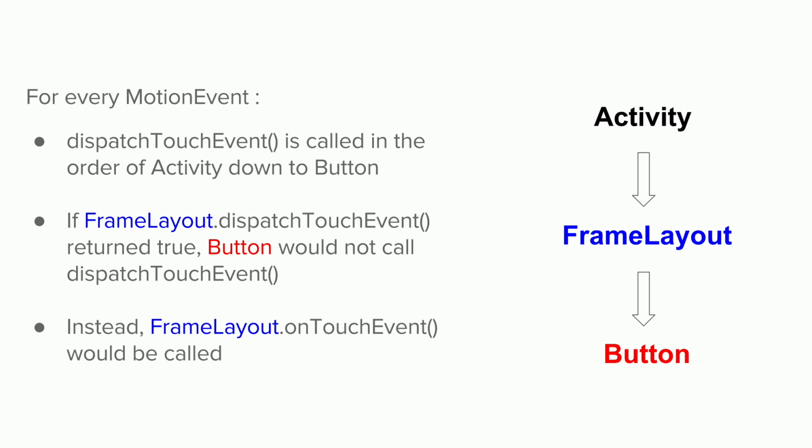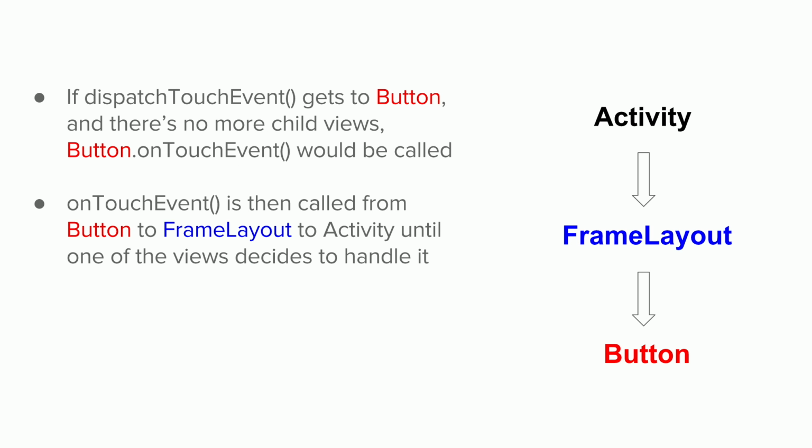So if the frame layout actually wants to handle this event, and we return true on dispatchTouchEvent, then the button would not call dispatchTouchEvent. Instead, onTouchEvent for the frame layout would be called, which is a little complicated. But if dispatchTouchEvent gets to the button, so there are no more views, now it has to handle it, then the button's onTouchEvent would be called. And similarly, onTouchEvent will be passed up through the view tree until someone handles it. So this is all kind of crazy.